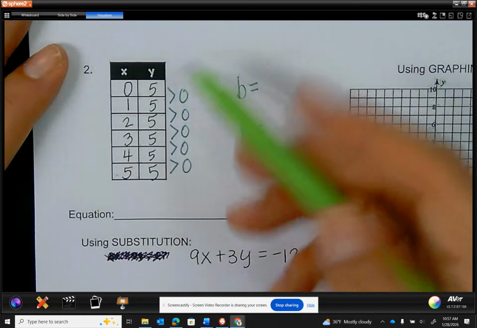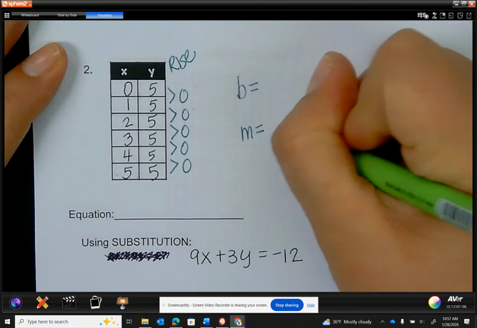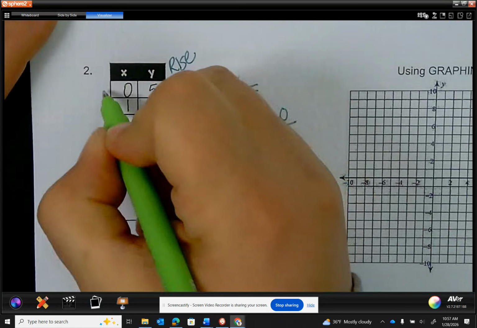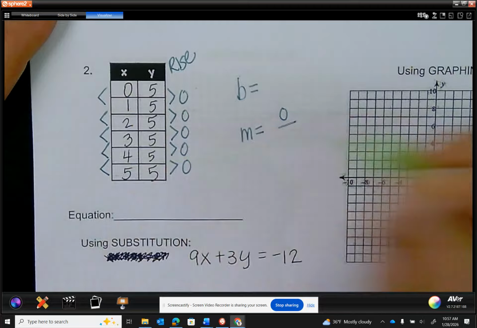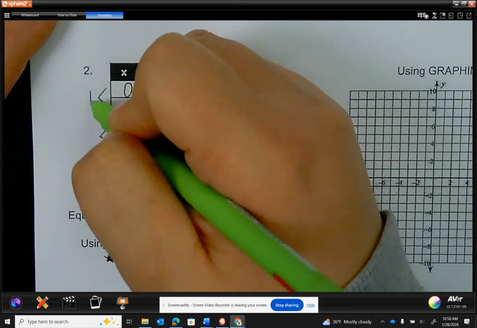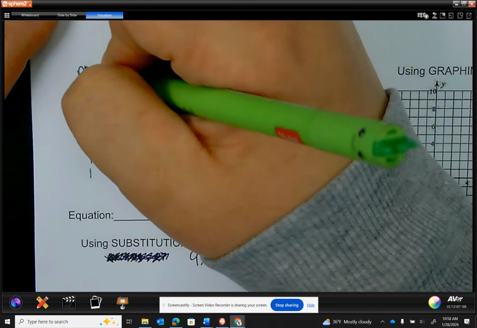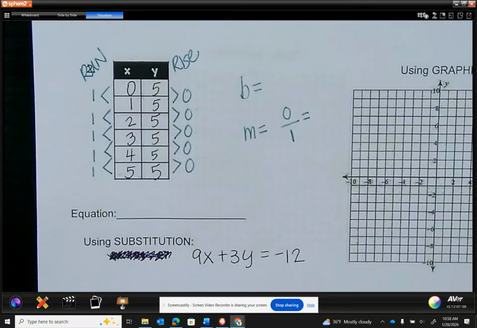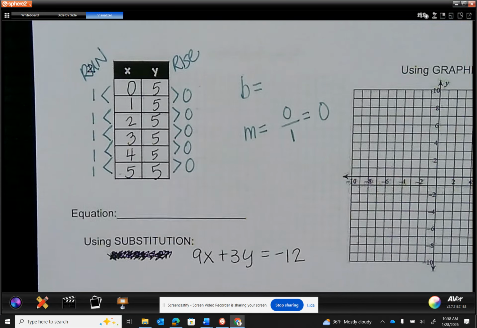And the change in y is the rise. So my rise is 0. Then we have to look at the change in our x values. X's are changing by how much? 1. This change is the run. So this is my run. 0 divided by any number equals 0. So we know that the slope is 0.